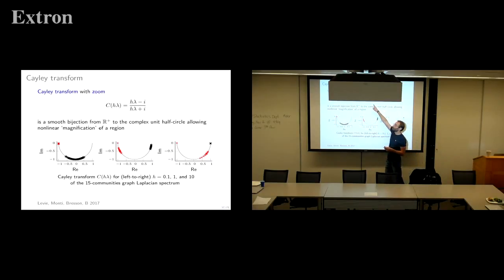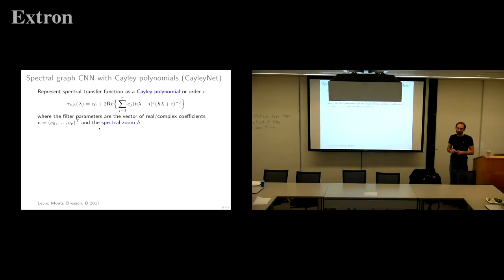Basically, if we also allow to scale our frequency with some parameter h, we call it the spectral zoom. What it does is magnify our frequency. So these will be the frequencies that are mapped to the complex half unit circle. With an appropriate value of h, we can zoom onto this low frequency band, and now we can clearly separate these values. So we take the Cayley transform and we compute polynomials with respect to this Cayley transform. We end up with actually trigonometric polynomials. I don't want to go into the details, but these are well-behaved classes of functions.